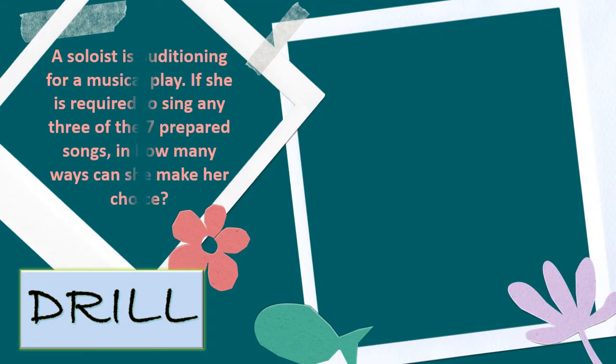Next is, a soloist is auditioning for a musical play. If she is required to sing any 3 of the 7 prepared songs, in how many ways can she make her choice? Again, a soloist is auditioning for a musical play. If she is required to sing any 3 of the 7 prepared songs, in how many ways can she make her choice? So your 30 seconds starts now.